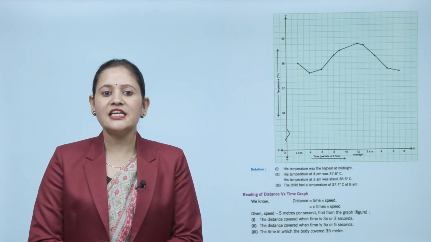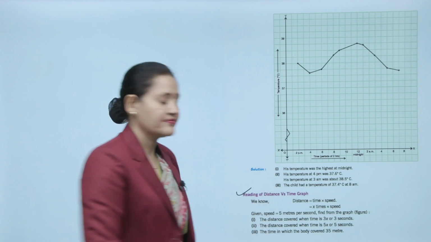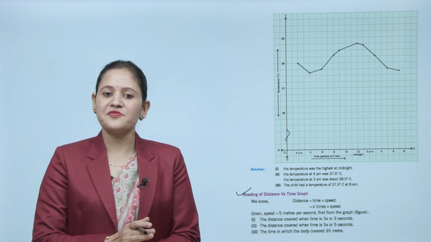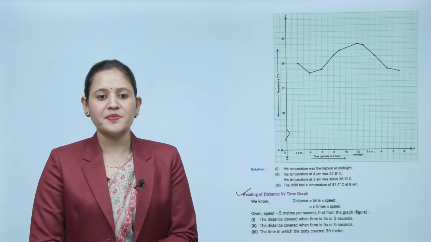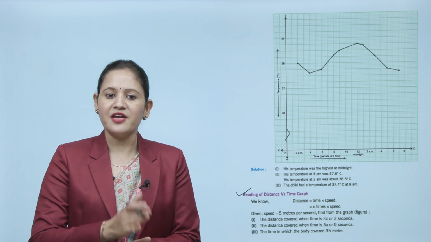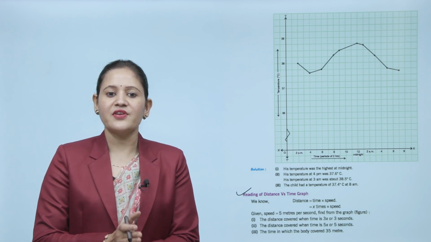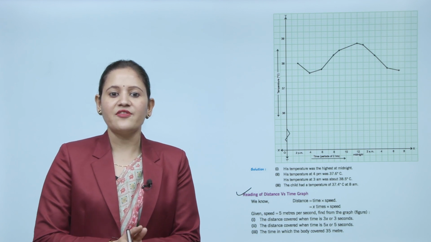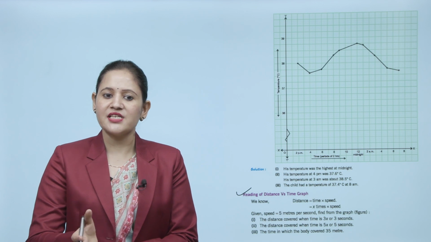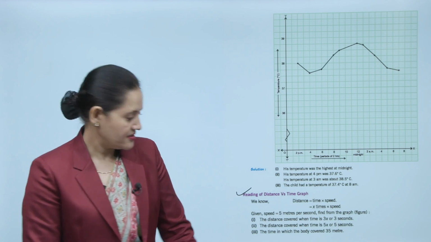Next is reading of distance versus time graph. We know distance equals time multiplied by speed, that is x times speed. Given speed 5 meter per second, find from the graph the distance covered when the time is 3x or 3 seconds, the distance covered when the time is 5 seconds, and the time in which the body covered 35 meters.